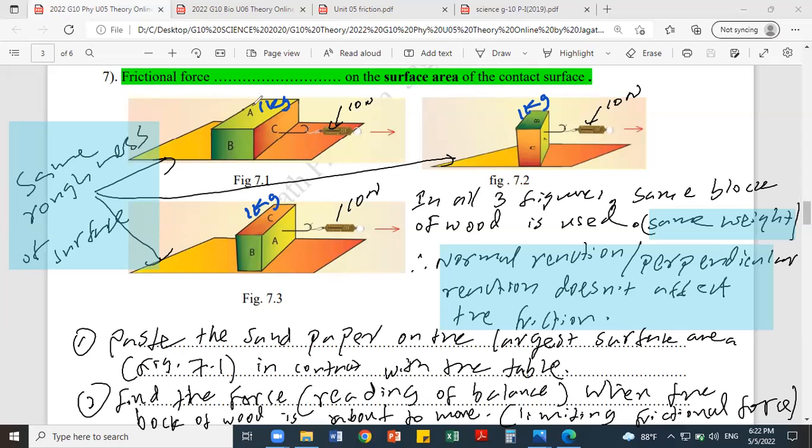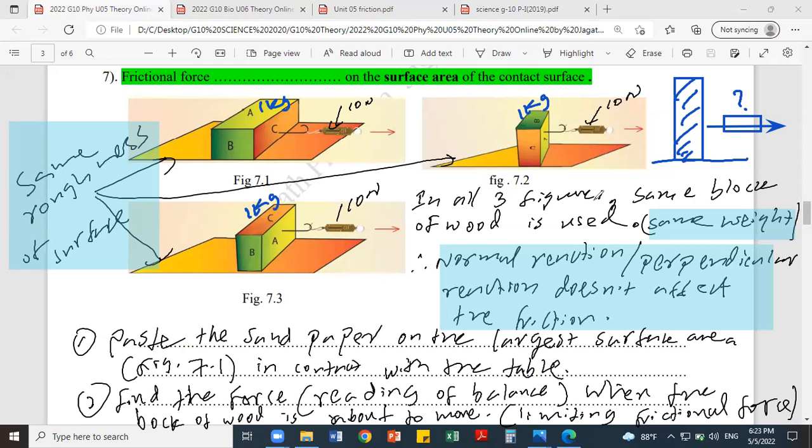So first you do with the A, and you can see you get a reading. When you turn this to the other side and pull it, when it's just about to move, you get the same reading. And again you turn it to the other side. They have not given that in this one, but you can keep it this way and pull it, and record the reading of the balance when it is about to move. So the contact area changes with the figure, but the reading of the balance is the same. That means that limiting frictional force does not depend on the area of the contact surface.